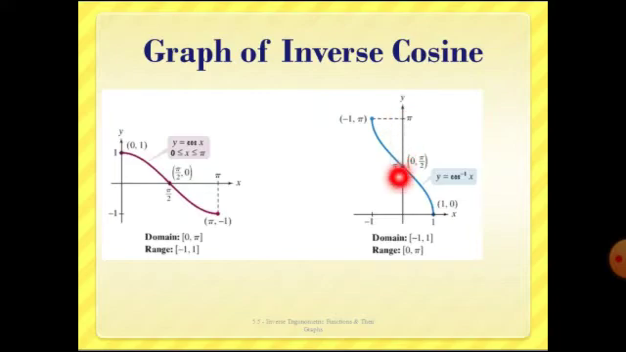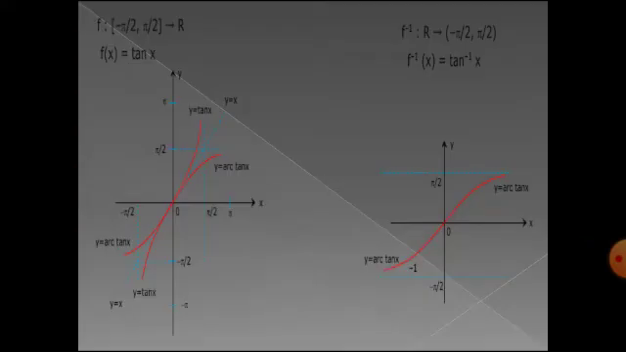In the same way, on the x-axis, minus 1. On the y-axis, we will get pi. This is nothing but the graph for the cosine. Let us move to the next slide.